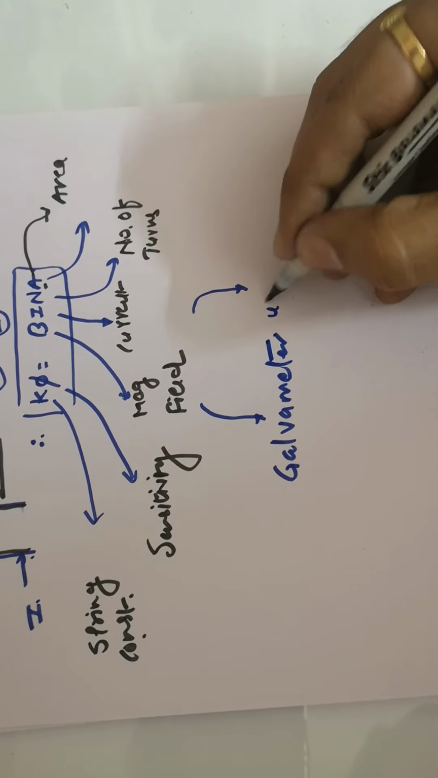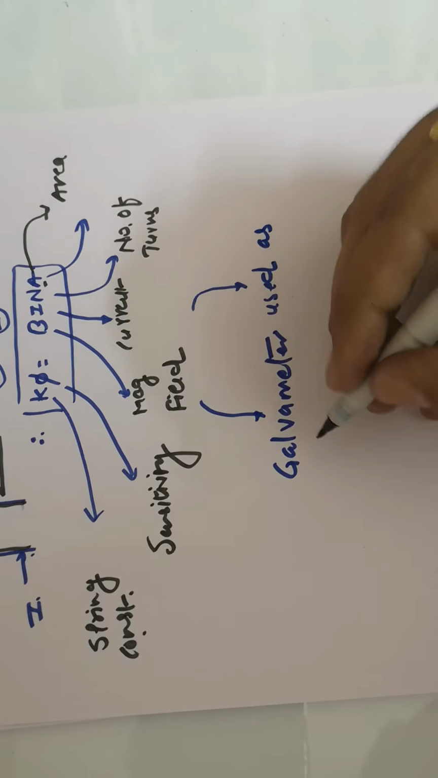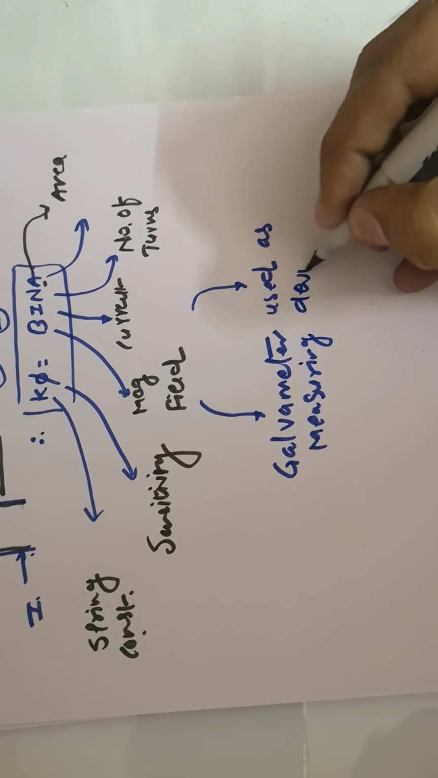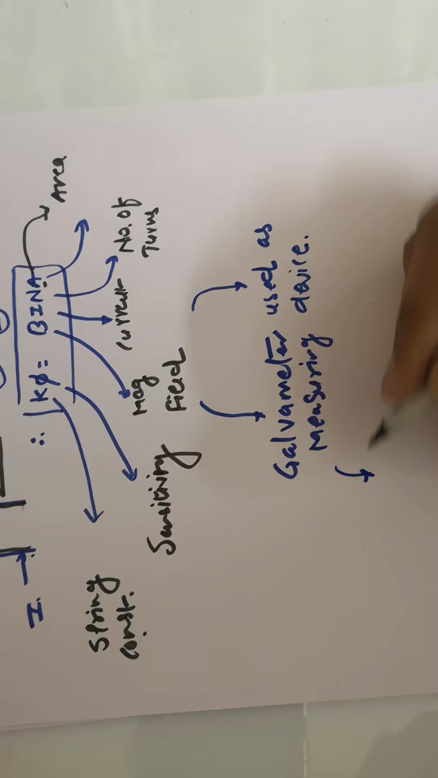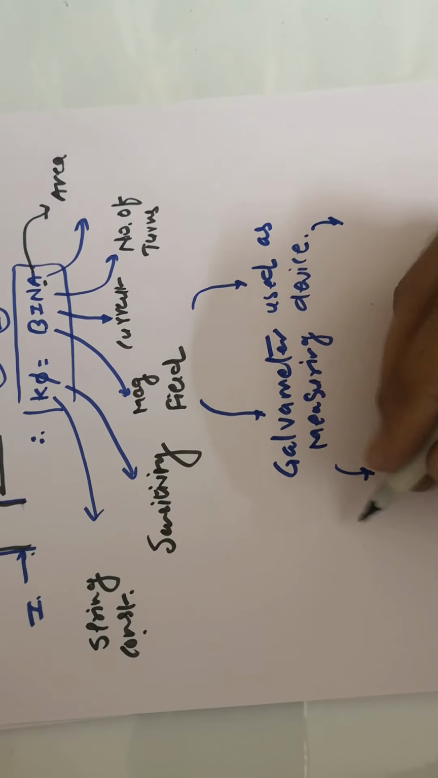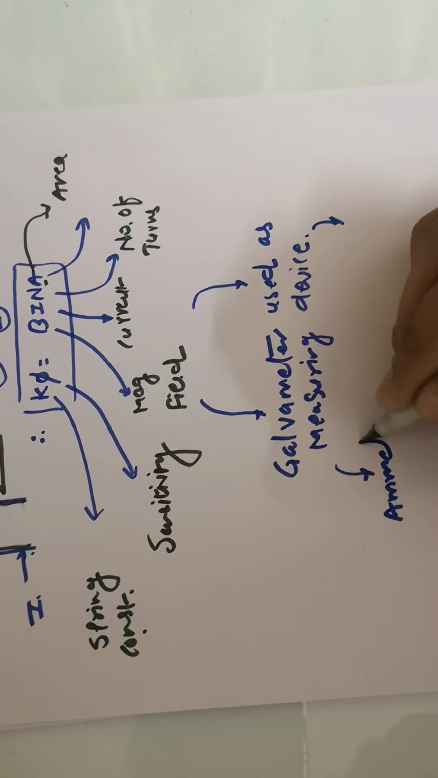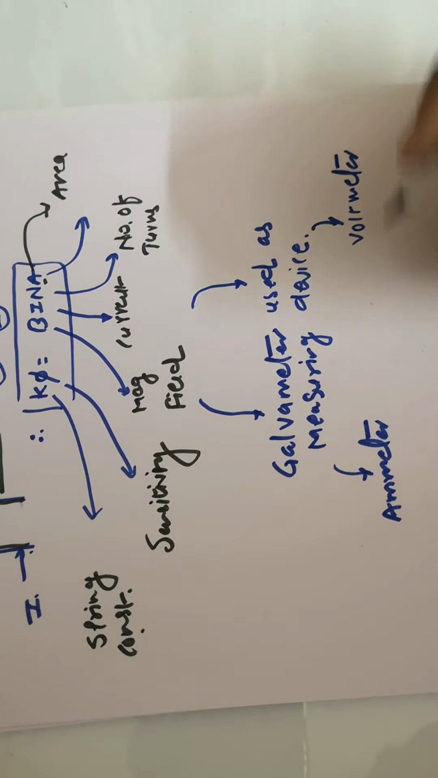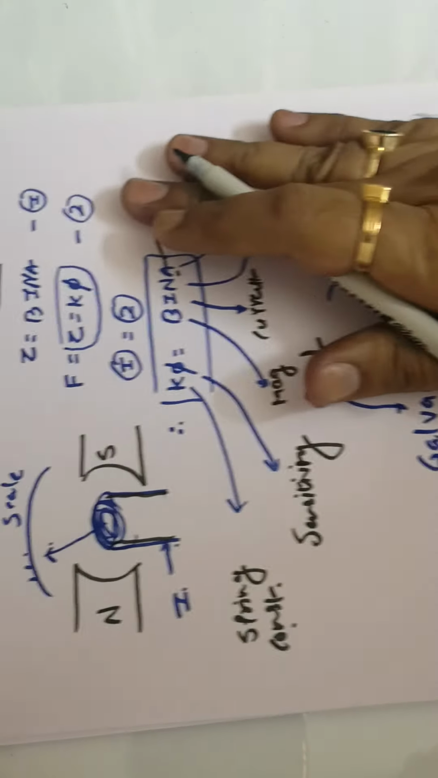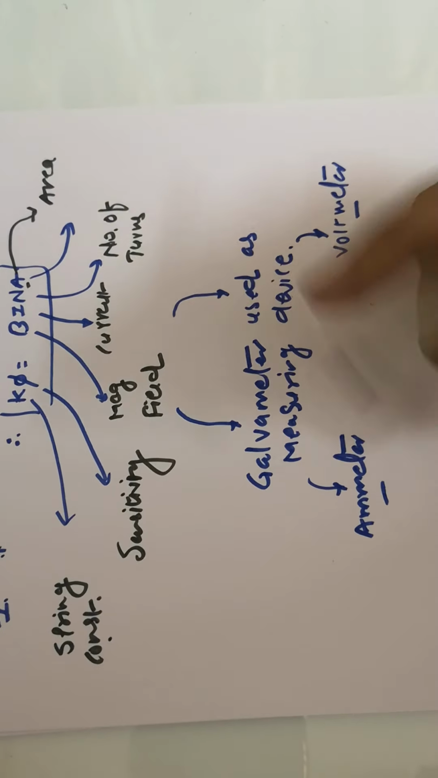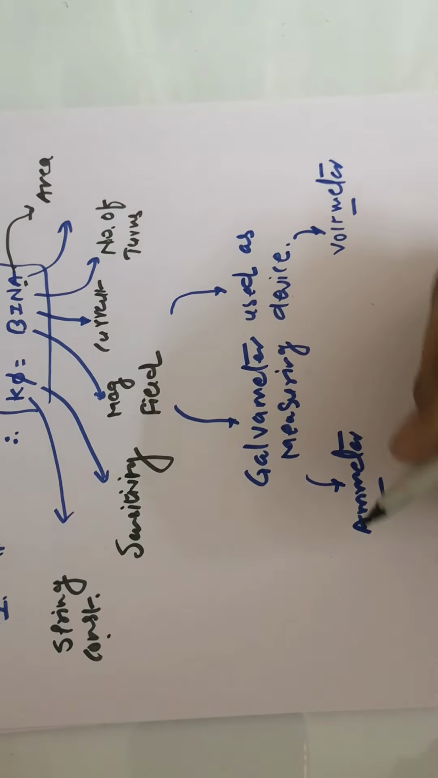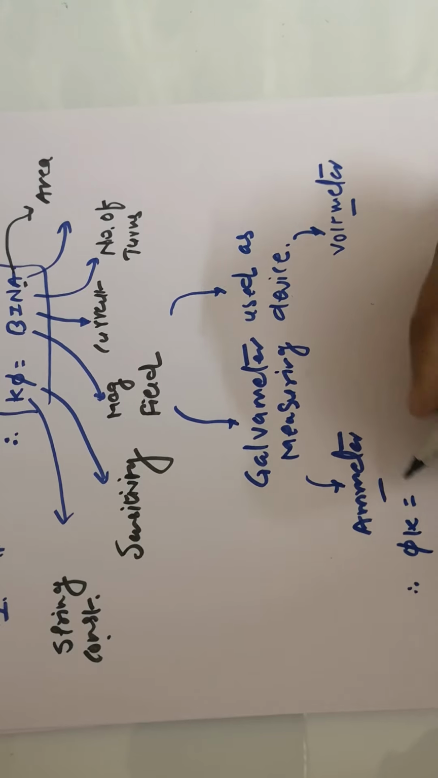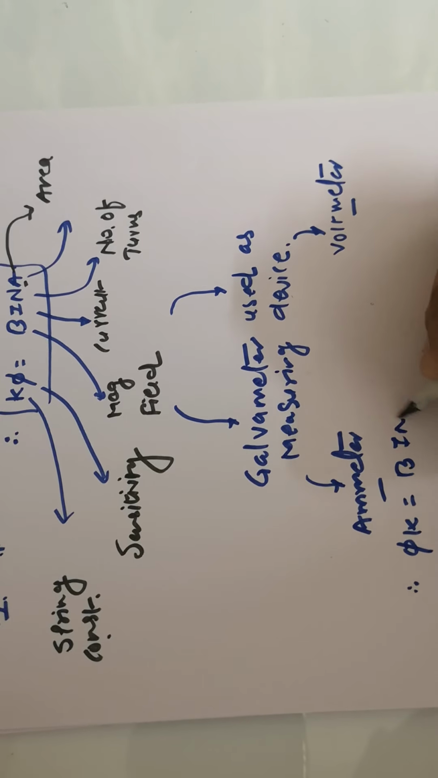First, the galvanometer is being used as a measuring device. It is used to measure current and then voltage, as an ammeter or as a voltmeter. If I want to use it as an instrument to measure current, as an ammeter, I use the same formula but convert it in a different manner. So first, I write k phi equals B I N A.